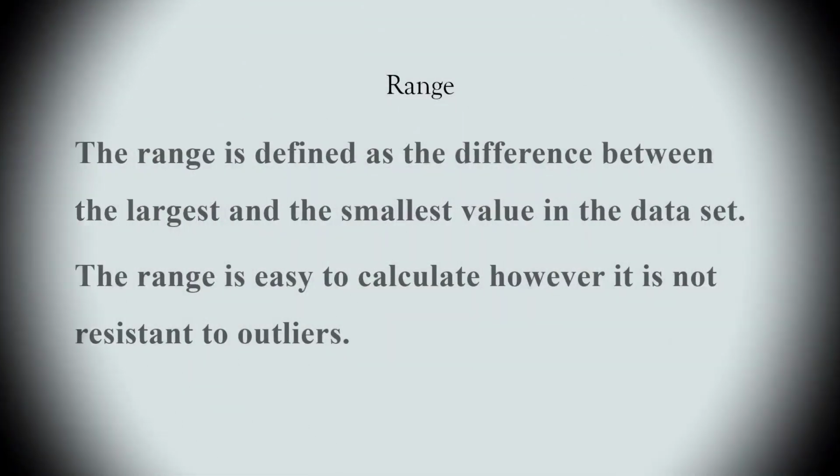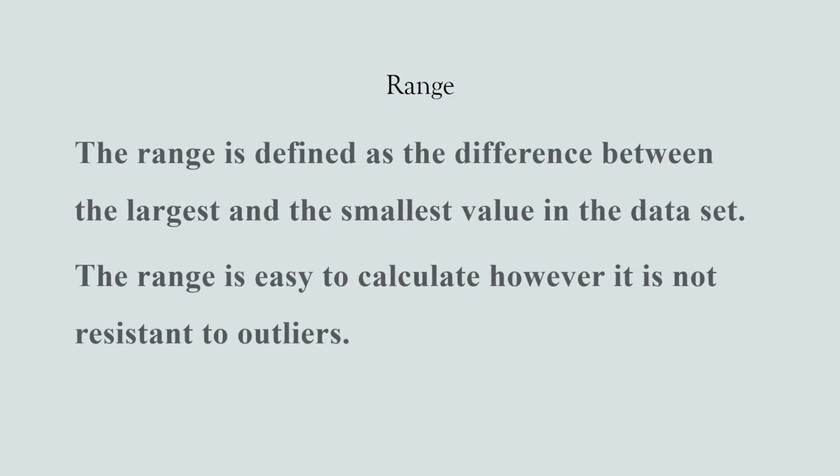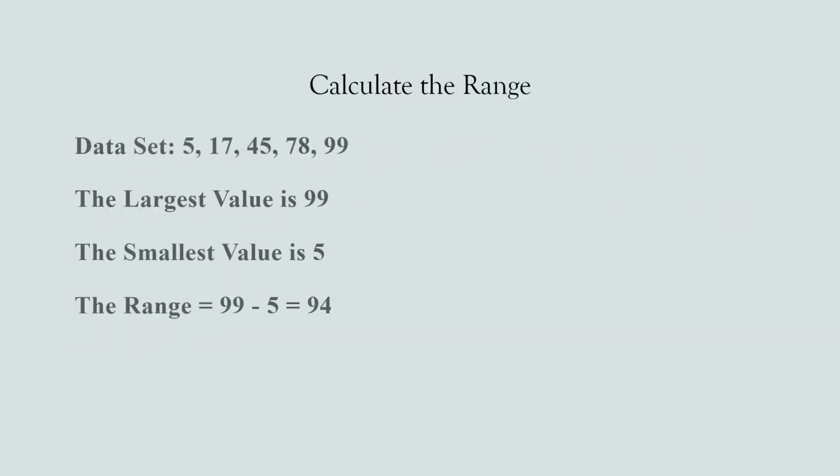First up, we have the range. The range is defined as the difference between the largest and the smallest value in the data set. For example, if we have the following data set, 5, 17, 45, 78, 99. Notice that the largest value in the dataset is 99 and the smallest value is 5. The range is equal to 99 minus 5, which is 94.